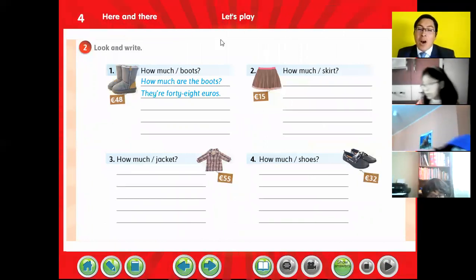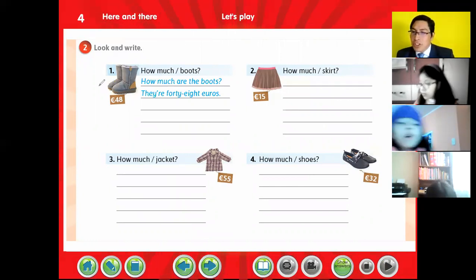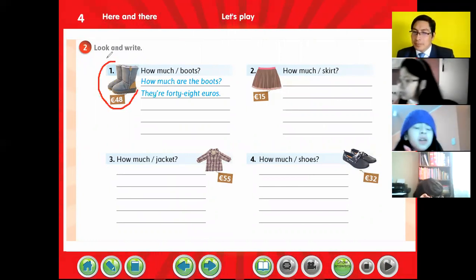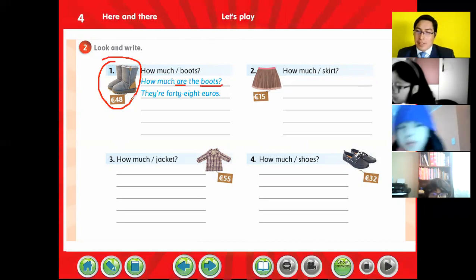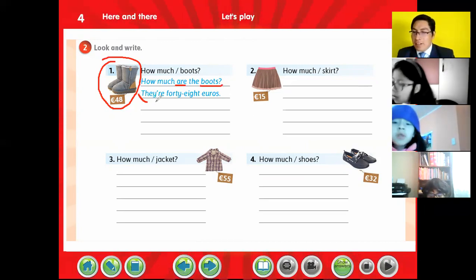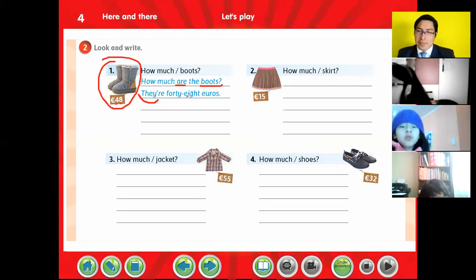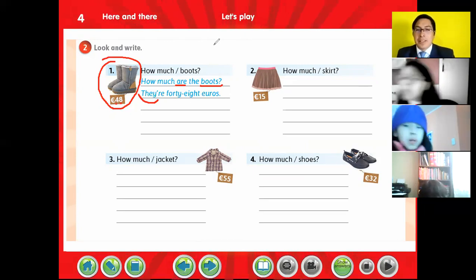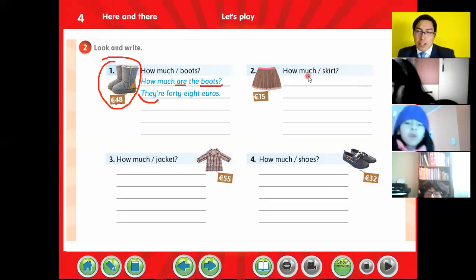This is how much. If we look at the boots, it's in plural. That's why, how much are the boots? It's plural, they are. What number is this? 48 euros. Okay, that is, no? And in the number 2, the question is, how much?